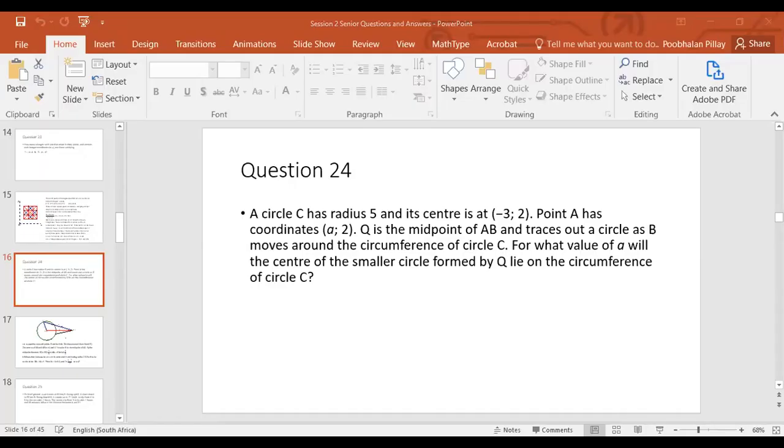Right? And the question is, okay, a point A has got coordinates A and 2. So it means that the y coordinate for A is 2, but we don't know what the x coordinate is. Q is the midpoint of AB and traces out a circle as B moves around the circumference of the circle C. For what value of A will the center of the smaller circle formed by Q lie on the circumference of circle C? Another very difficult problem, I thought.